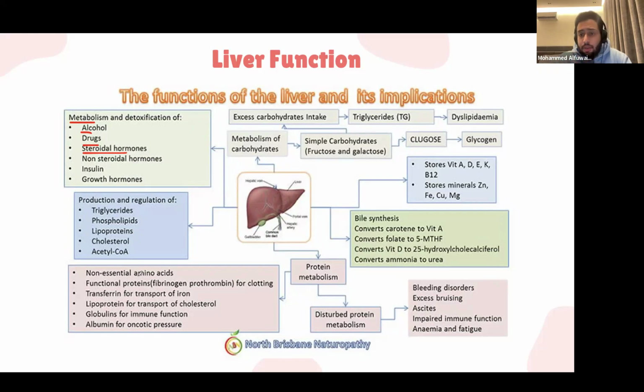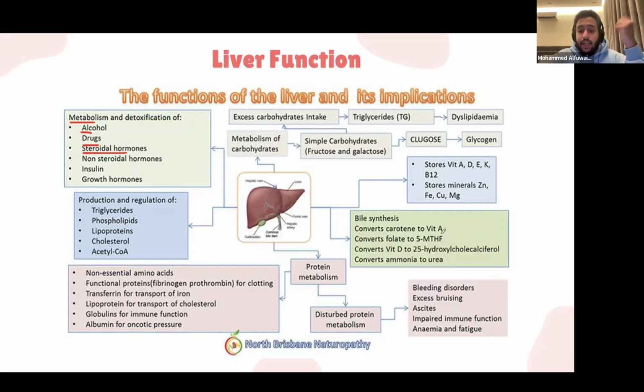Then globulins for immunofunction. So in patients with liver disease, they have immunodeficiency. Albumin, very important, is synthesized in the liver. It's one of the liver function tests that we look at. And this is important because it can lead to low oncotic pressure, which leads to edema.